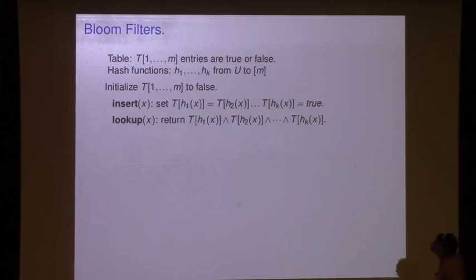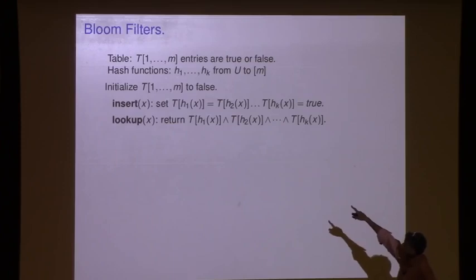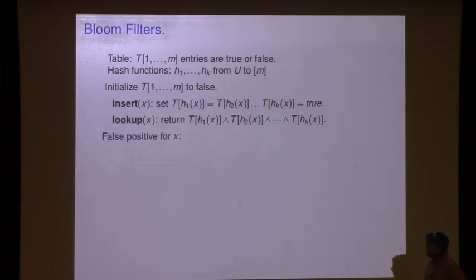Now you can already see where you might win. For a false positive, if even one of these values is false, what is the and of all of these? If even one of these bits is not set, the and is false. So there are still no false negatives, because if you did insert x, all of these are set to true, so this and function will be true.